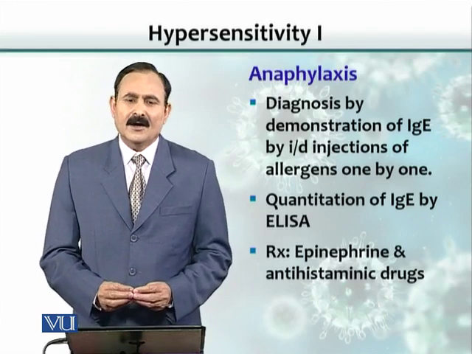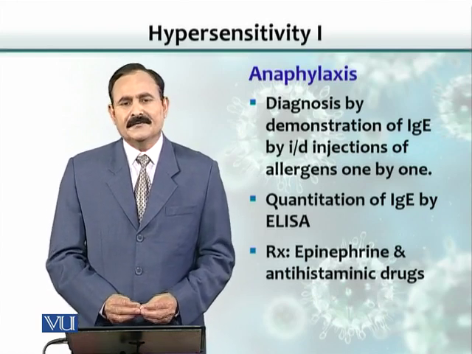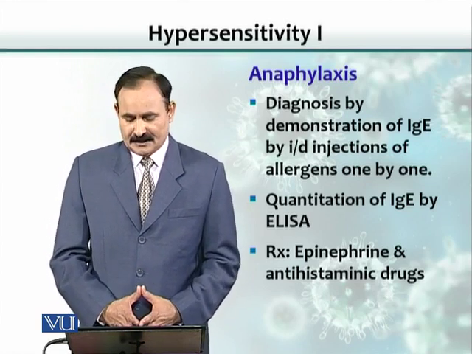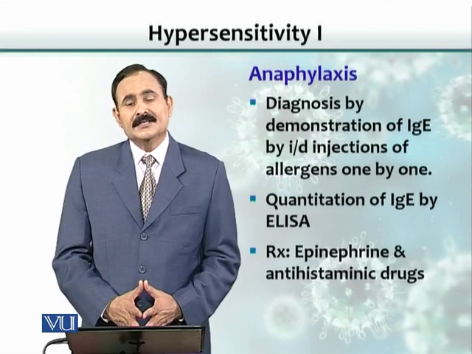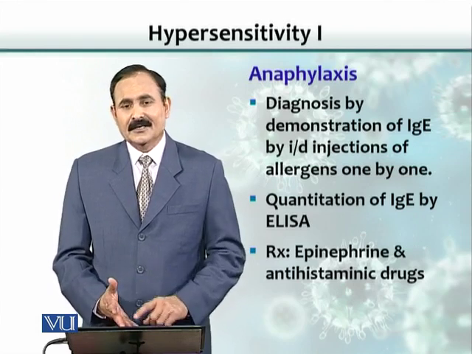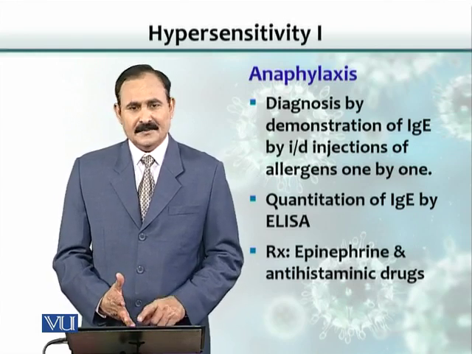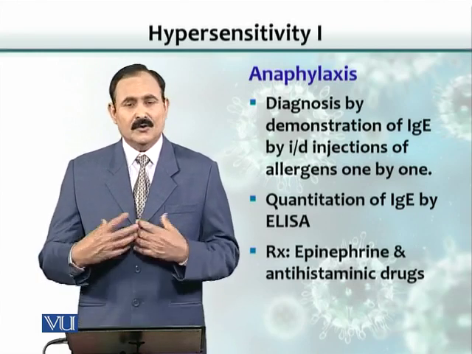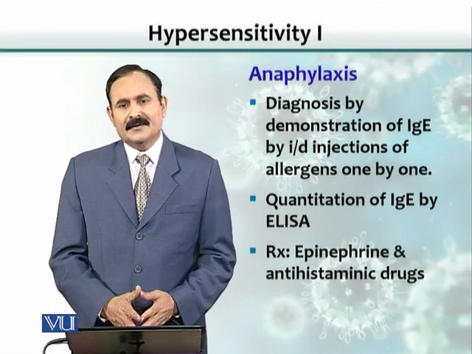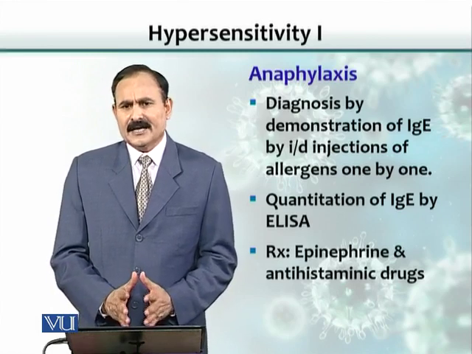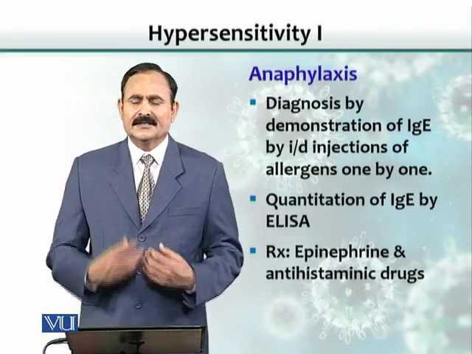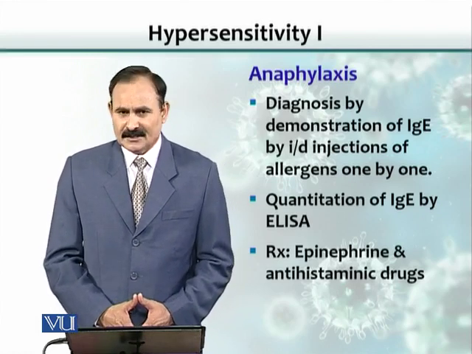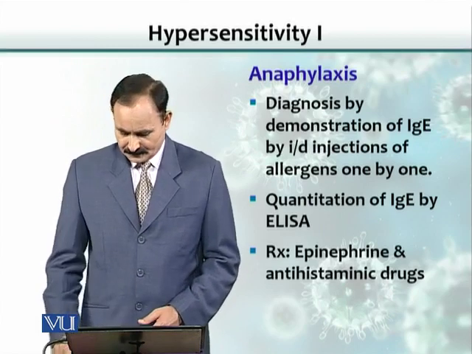But how do you treat a person who is suffering from anaphylaxis? The simple answer is by giving epinephrine or antihistaminic drugs. These are life-saving drugs. Epinephrine is used in systemic anaphylaxis, which involves the whole body. Asthma, for example, is a local anaphylactic reaction that is confined to the lungs only. There you could use antihistamine drugs.